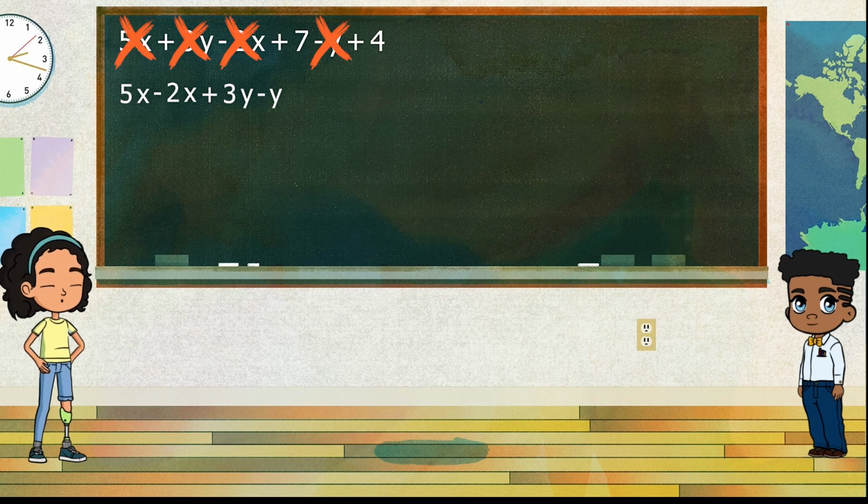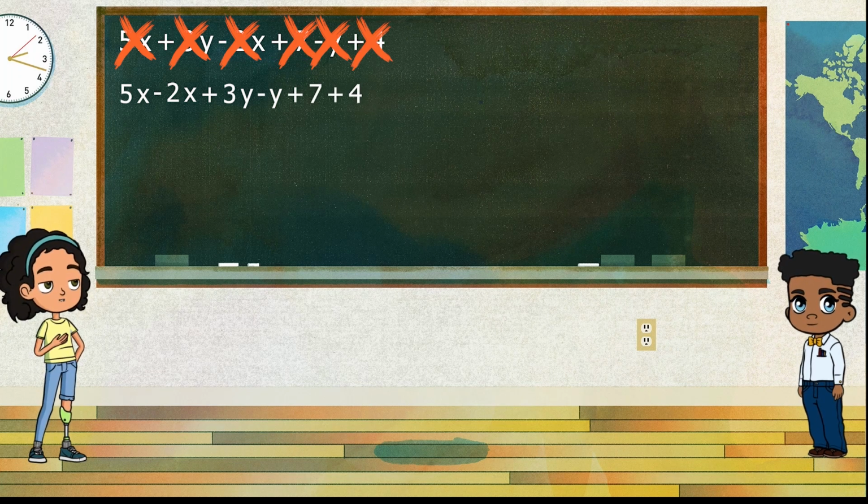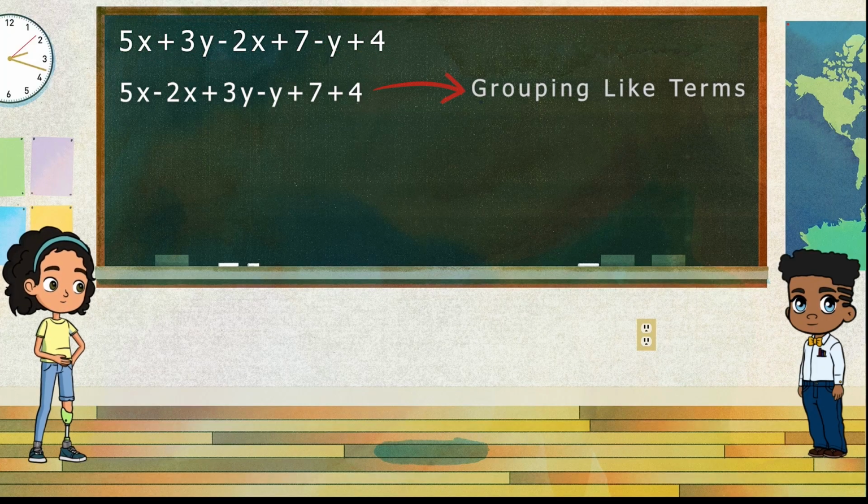And lastly, we just have the constants, 7 and 4. We will just put these together, Kelly-isha. Good. Now we have 5x minus 2x plus 3y minus y plus 7 plus 4. And this is when we group all our like terms together. Now it's time to simplify them. Only like terms can be simplified.